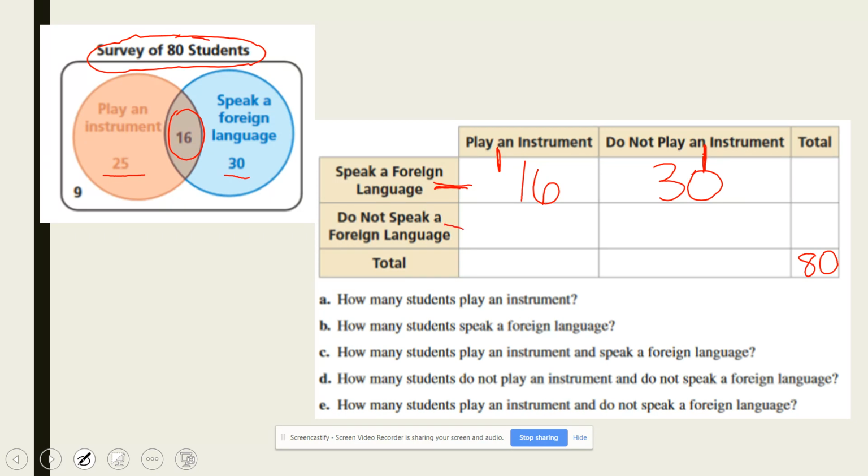How many do not speak a foreign language but do play an instrument? Well, that's going to be that 25. And how many don't do either? Well, there's one more number in here that we haven't talked about, and that's this 9. That's outside of the circles, but it's still inside the whole thing of the survey. So 9 students that were surveyed don't do either thing.